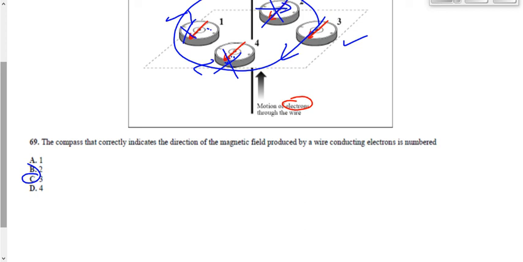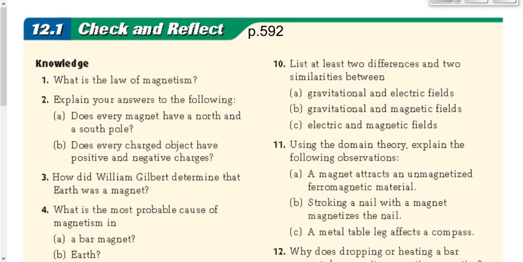Good? Yes. All right. We got some questions for you to work on. On page 592, we're going to do questions 6 to 16 on page 592.